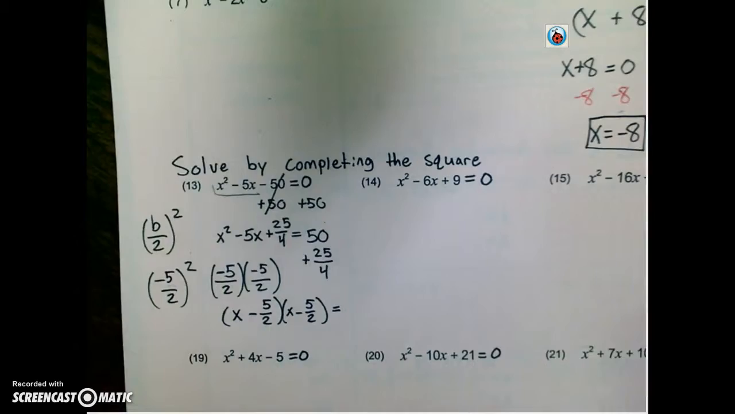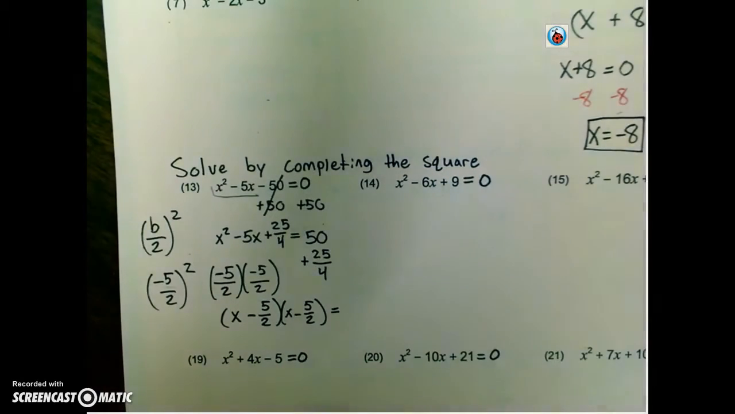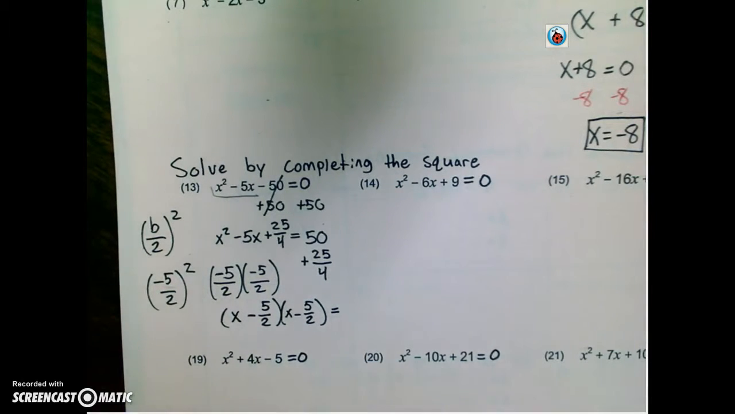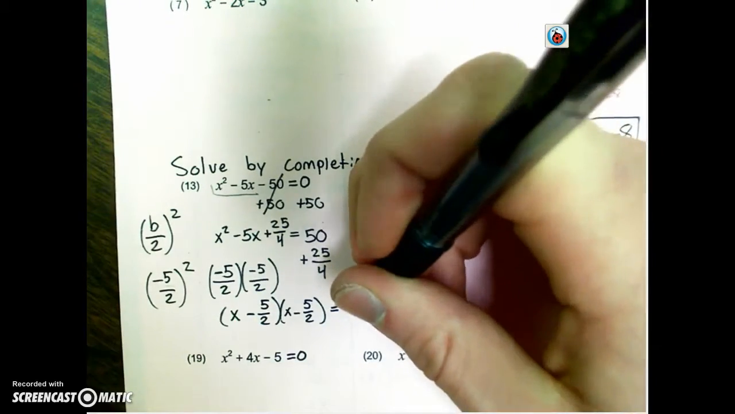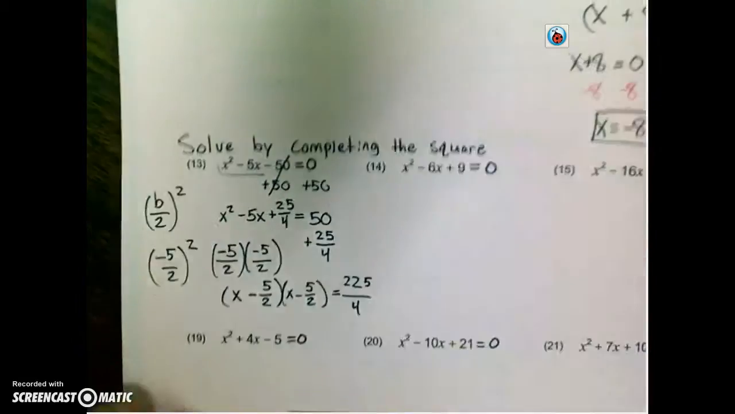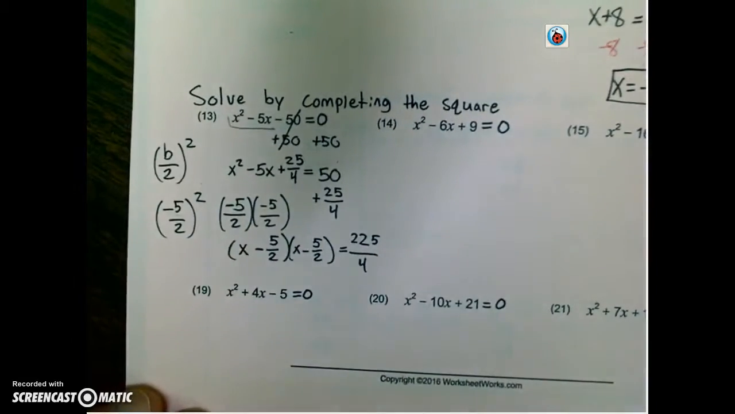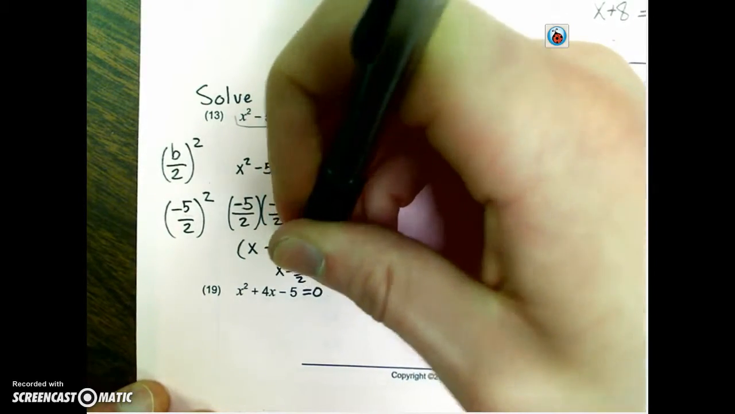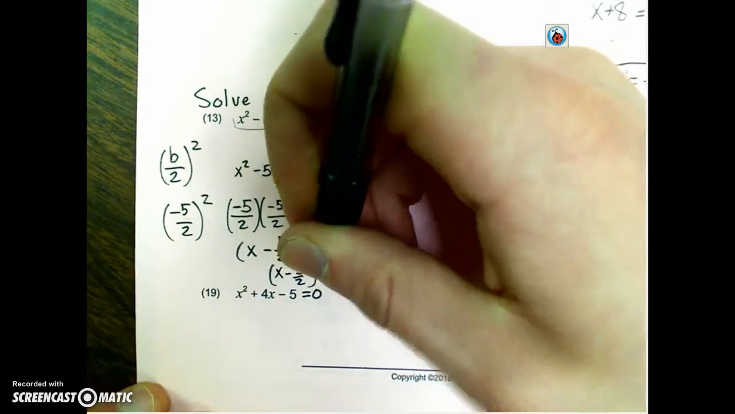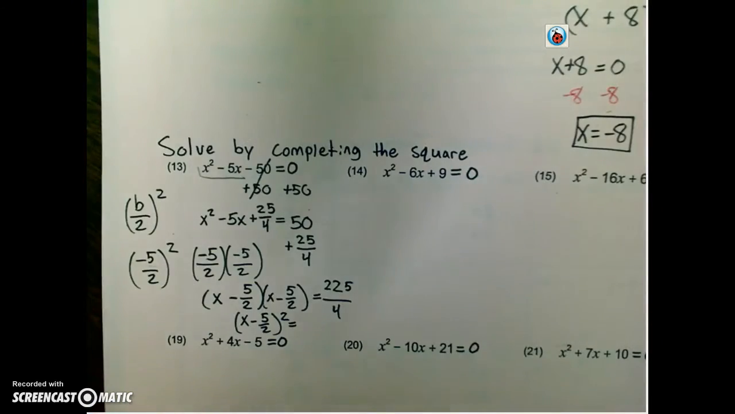And we're equal to. Now, when I add these up, I'd have to get some common denominators. So feel free to pause and take an opportunity to add 50 and 25 over 4. But what we will get on that is this. If we were to simplify all of it out, we get 225 over 4. Now what we're going to have to do is simplify this to x minus 5 over 2, squared, and we're still equal to that same number there.